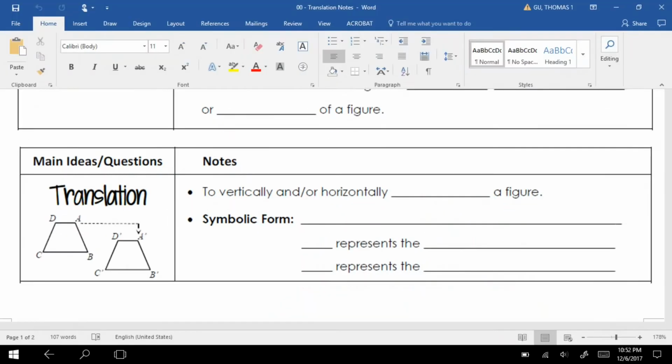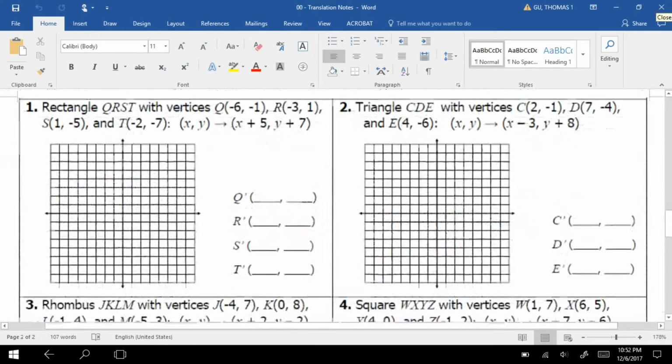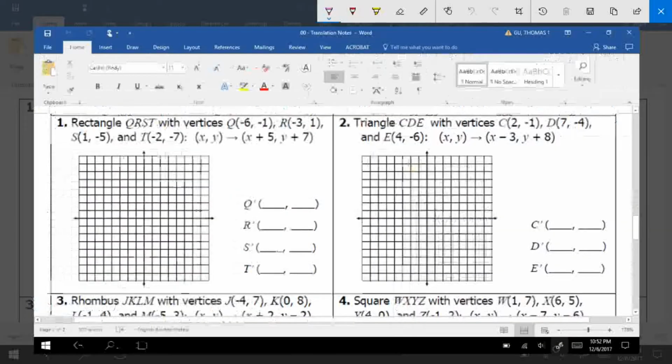Oh boy, I can't wait. Number 1. I'm going to use a color that's a little bit more noticeable. Rectangle QRST with vertices. What are vertices? Those are the corners. Q is at (-6, -1). Where's that? 1, 2, 3, 4, 5, 6. There's Q right there.